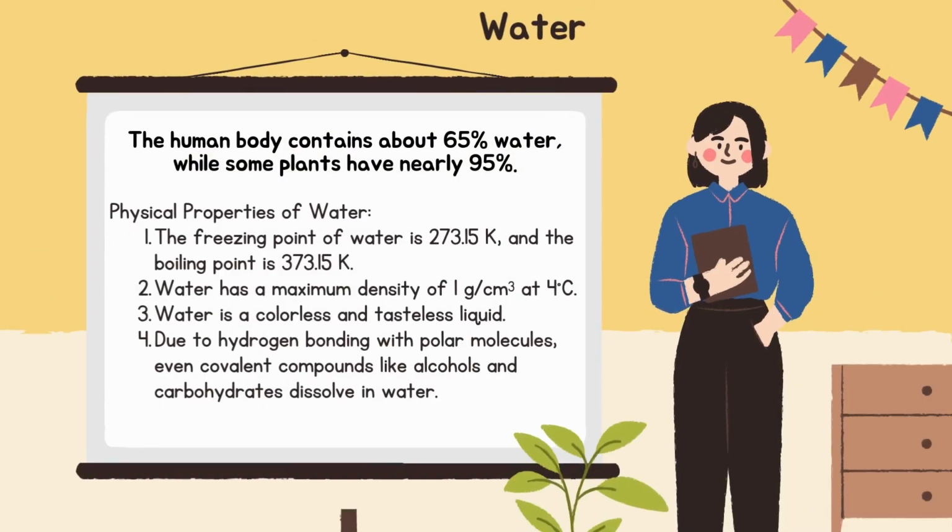Next is water. The human body contains about 65% water, while some plants have nearly 95%. Physical properties of water: the freezing point of water is 273.15 Kelvin and the boiling point is 373.15 Kelvin. Water has a maximum density of 1 gram per cubic centimeter at 4 degrees Celsius. Water is a colorless and tasteless liquid. Due to hydrogen bonding with polar molecules, even covalent compounds like alcohols and carbohydrates dissolve in water.